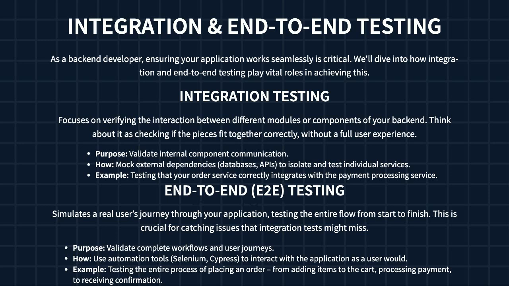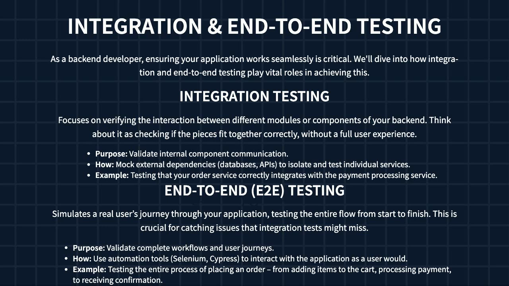Integration testing is all about making sure that the different parts of your system, like your order service and your payment processing, are communicating correctly with each other. We do this by essentially creating fake versions of things outside your core code, so you can focus on how those components interact. Now, end-to-end testing goes a step further. It's like putting on the user's shoes and walking through the entire application process. We use automation tools to simulate how a real user would actually navigate and complete tasks, think placing an order from start to finish. Both are super important for catching bugs that might not be obvious otherwise, so understanding the differences is key.